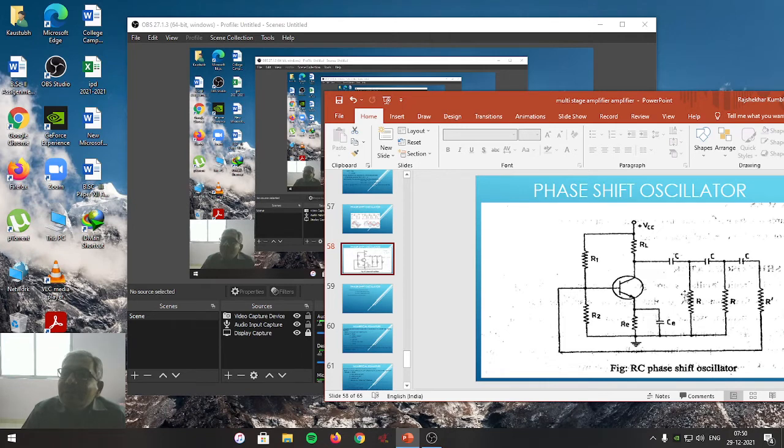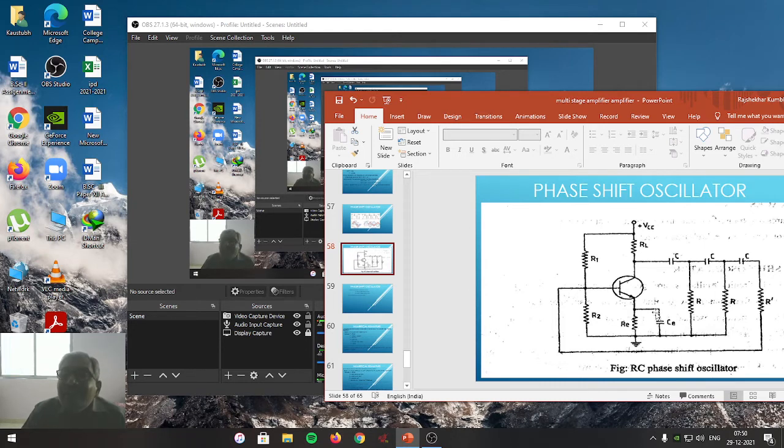Friends, this is the first RC tank circuit, this is the second RC tank circuit, and this is the third RC tank circuit. This tank circuit produces a 180 degree phase shift, which is given in the form of a feedback signal through this particular positive pole, as we have just studied, as an input to this amplifier, and this amplifier is designed in common emitter configuration.